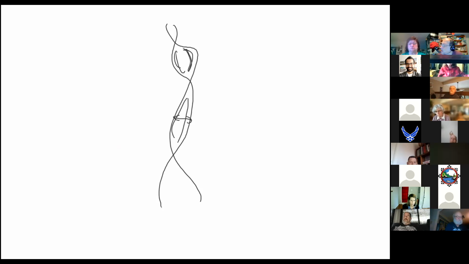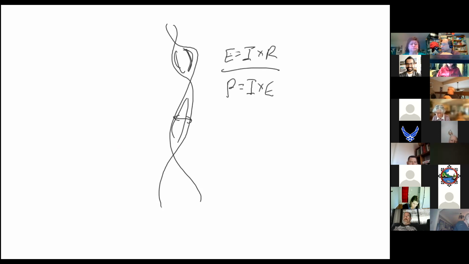Okay, so we said that what's Ohm's law, everybody? E equals I times R. Okay, now we have another part of Ohm's law, which is the power equation. P is equal to I times E. And we can actually substitute the E equals I times R into this and make several different power equations. We can make it into V squared divided by R or I squared times R.